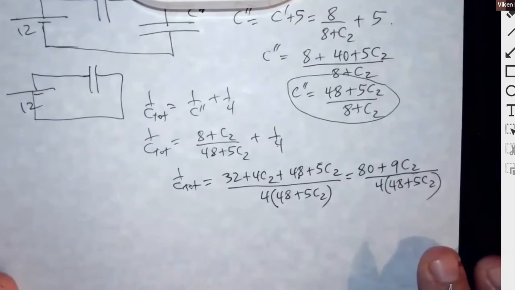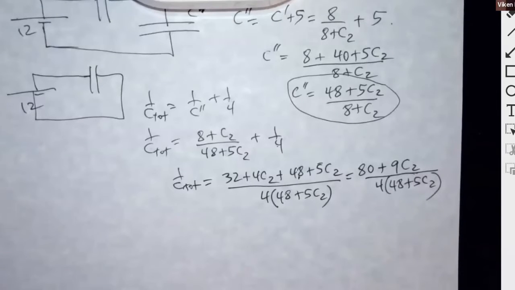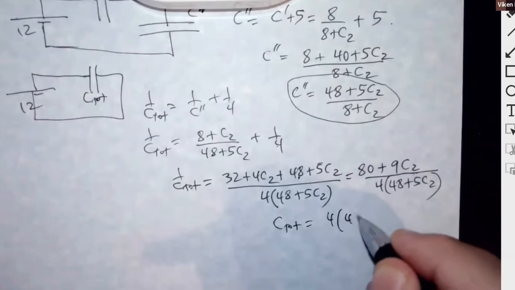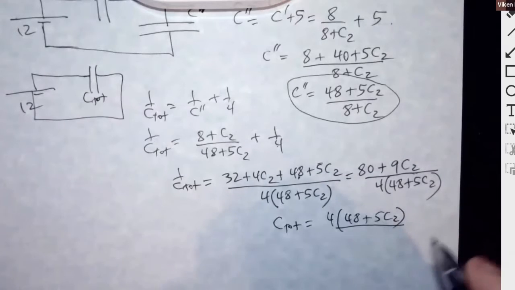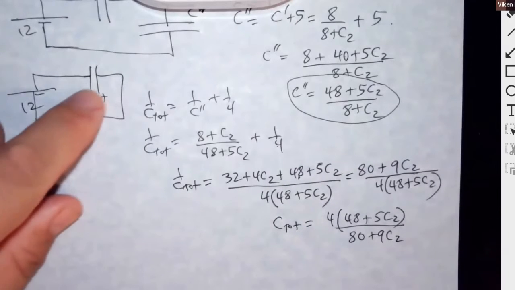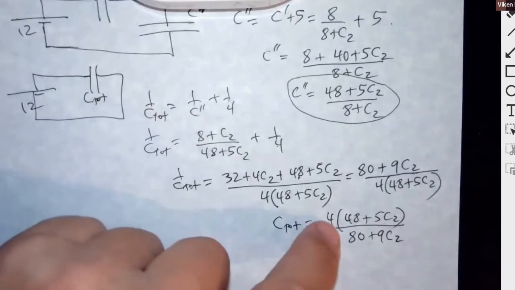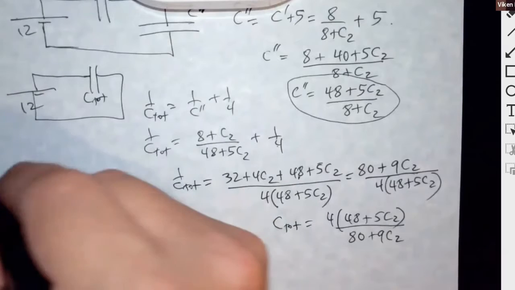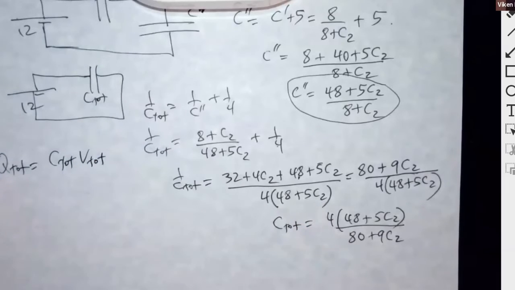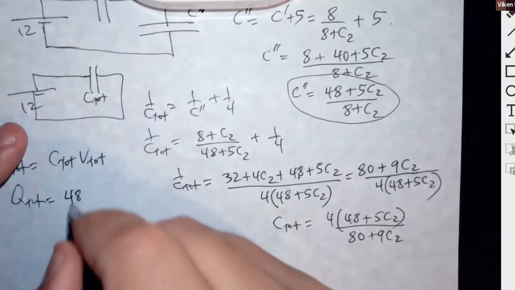Okay. Wow. Okay, but now we have to flip that to get the total capacitance. So then C total is going to be, flip that. Okay, then we start going backwards. So then what's going to be the charge on that guy? 12 times that, right? So Q total is C total times V total. By now you've learned it really quick because we've repeated it twice, essentially. Q total equals this times 12, 48.